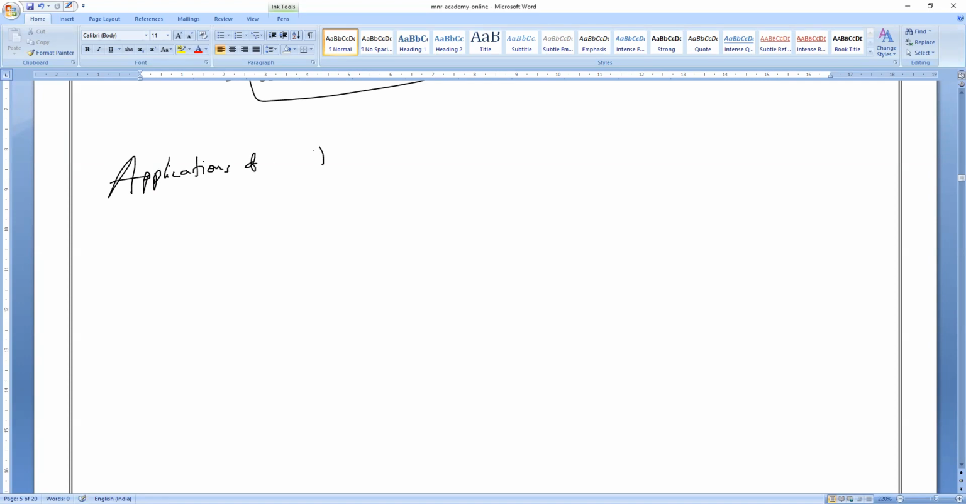Applications of derivatives. Now, we all know y is equal to x square minus x plus 1. Mathematics, tell me the differentiation fast.